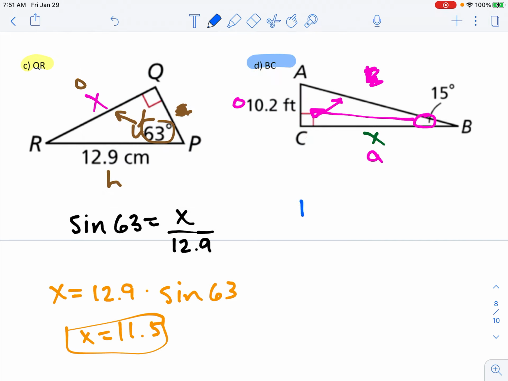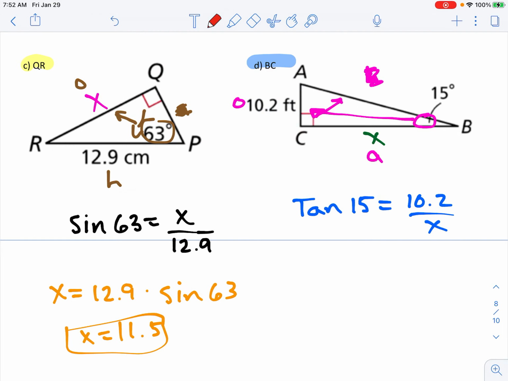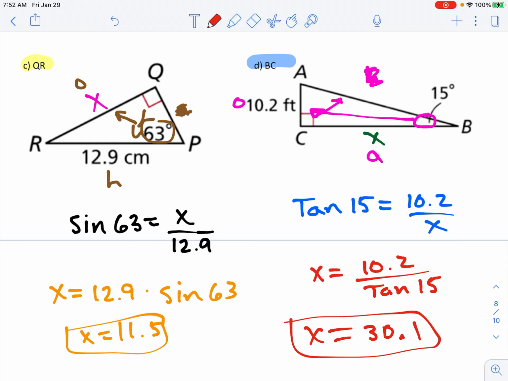I'm left with O and A, up above is a tan, so tan 15 equals, I need opposite first, adjacent second. Well, I noticed that x landed on the bottom, so this is a division. So I'm going to take number divided by function. 10.2 divided by tan 15 will tell us that we get 30.06, so I'm going to call it 30.1.